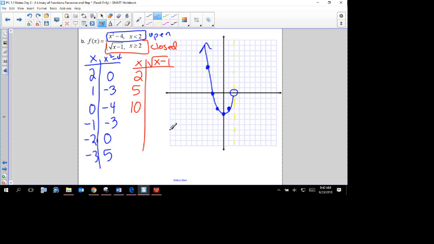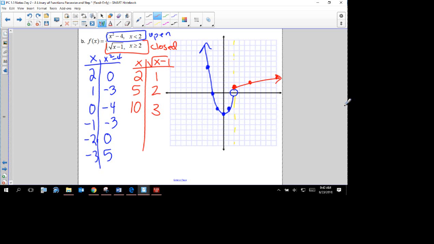So if I plug in 2, that's going to give me the square root of 2 minus 1, which is 1. And then is this going to be an open or closed dot? Closed, we already wrote that down. So at (2, 1), closed dot, (5, 2), (10, 3). And then we have our square root. And that's it. That's a piecewise function.